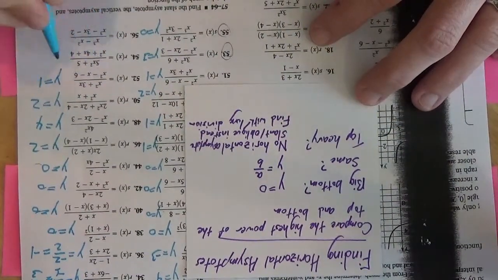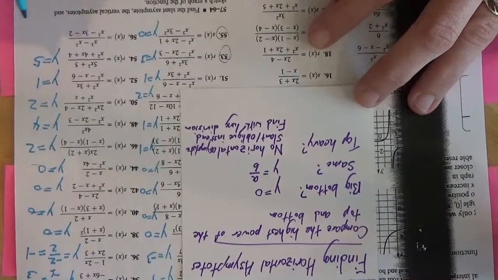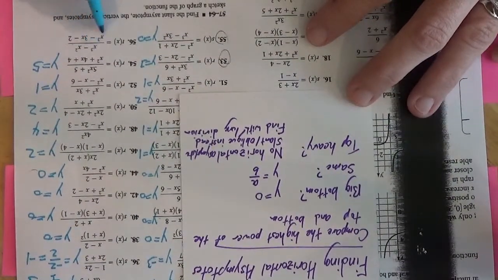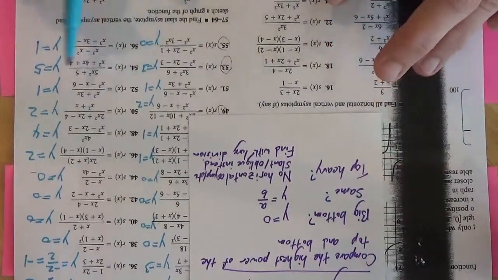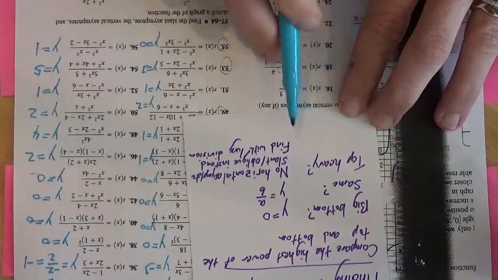Squared on top, squared on bottom, take those coefficients, y is 5. Cubed and cubed, they're the same. Take the coefficients, y is 1. Whew. Notice I didn't have any of the top-heavy case, but that's happening down here.